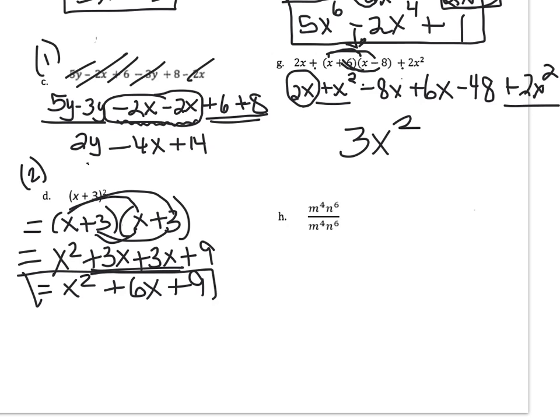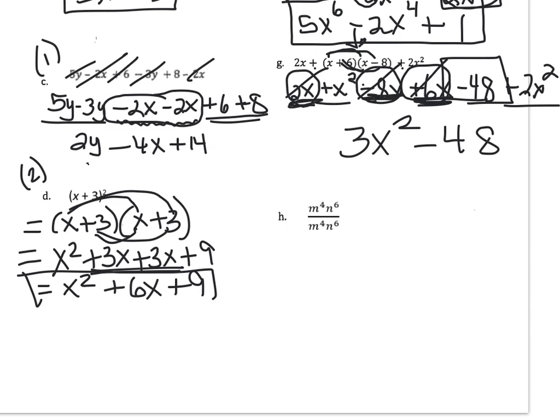I have a 2x, a minus 8x, and a positive 6x. Well, 2x minus 8x gives me negative 6x, and negative 6x plus 6x gives me 0. So these x's do cancel out. The only thing I'm left with is the minus 48. And your solution is 3x squared minus 48.